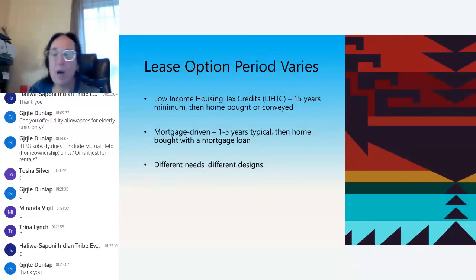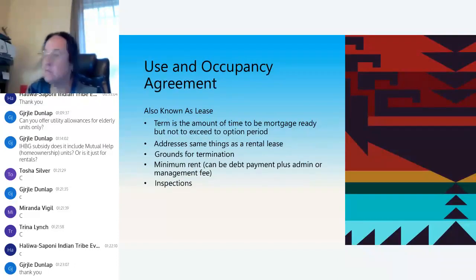Your lease option, that period could vary. A low-income housing tax credit, LIHTC, is a 15-year minimum, then the home is bought or conveyed. Mortgage driven is usually 1 to 5 years, typical, then the home is bought with a mortgage loan. Different needs could be different designs.